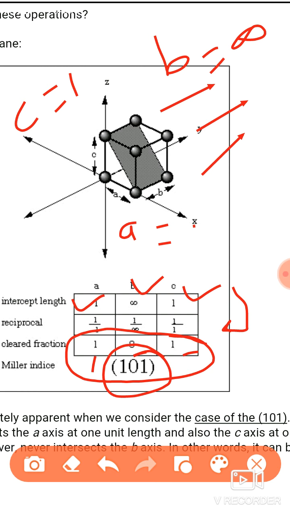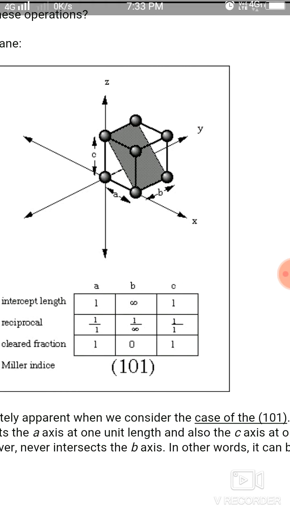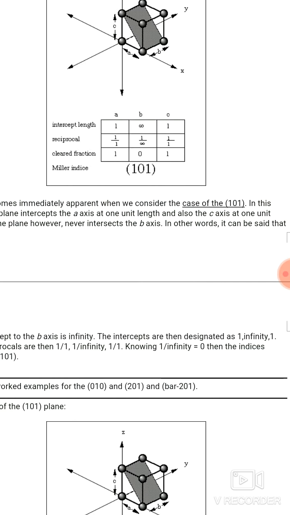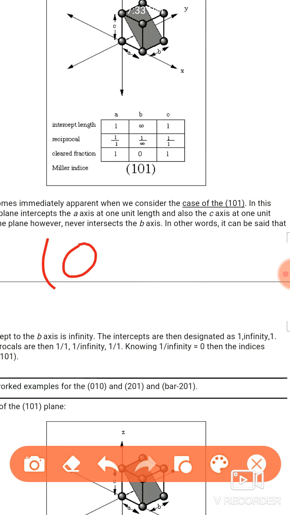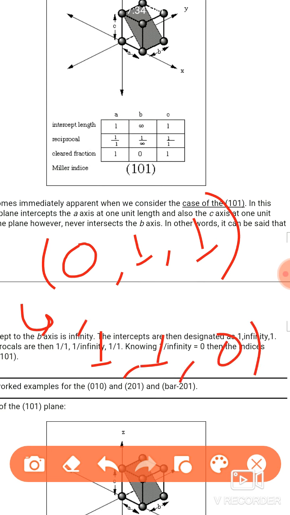On the other hand, if this plane is parallel to the x-axis, then what will we have? We will finally get the Miller index for a plane parallel to the x-axis, because it will never intersect the x-axis, so we will have 0, 1, 1. This will be the Miller index for a plane which is parallel to the x-axis. If this plane is parallel to the z-axis, then the Miller index comes out as 1, 1 and 0. The 0 index indicates that the plane is parallel to that axis.